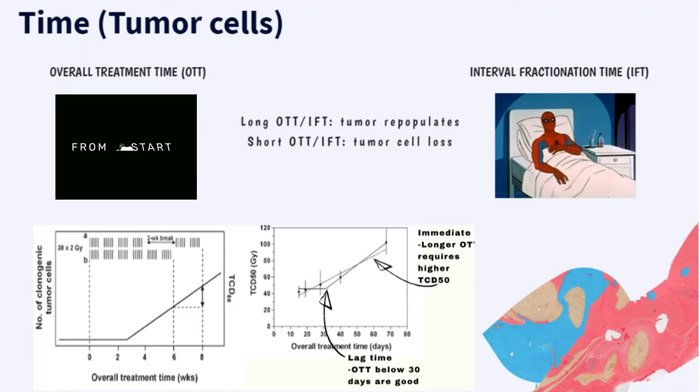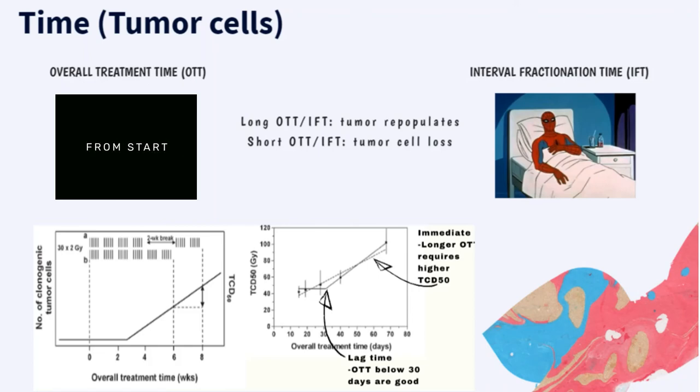The different OTT can be represented in the lower left graph here. You see that there are two OTT. One is 8 weeks, represented by A, and B is 6 weeks. TCD50 is the dose needed to control 50% of the tumor. As you can see, in A, with the 8 weeks, TCD50 is higher because repopulation happens when you take a longer time, and therefore you need a higher dose to control the tumor down to 50%. Whereas in B, which is only 6 weeks, you need less dose, TCD50, to control because there is not much repopulation occurring in that regimen.